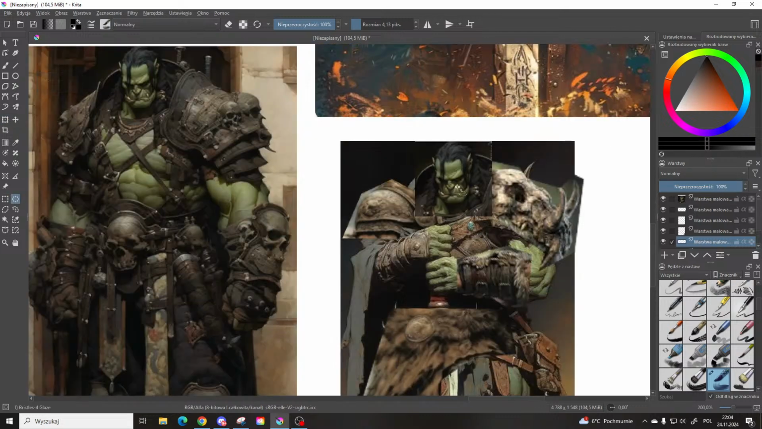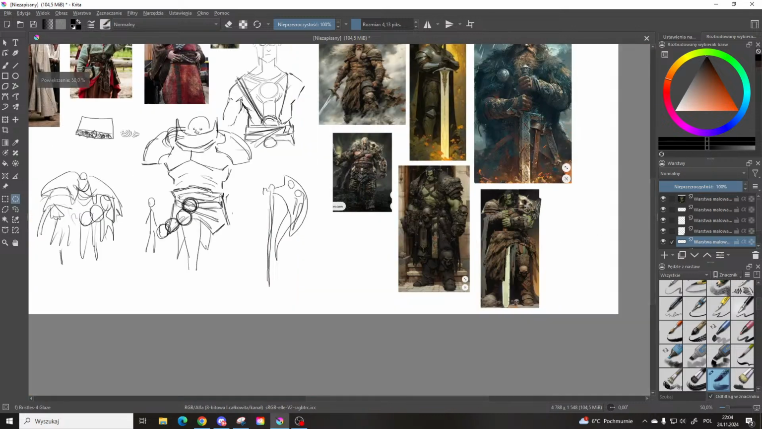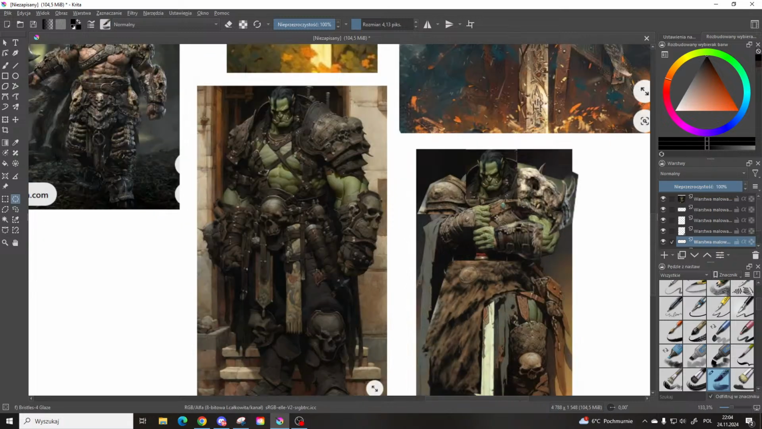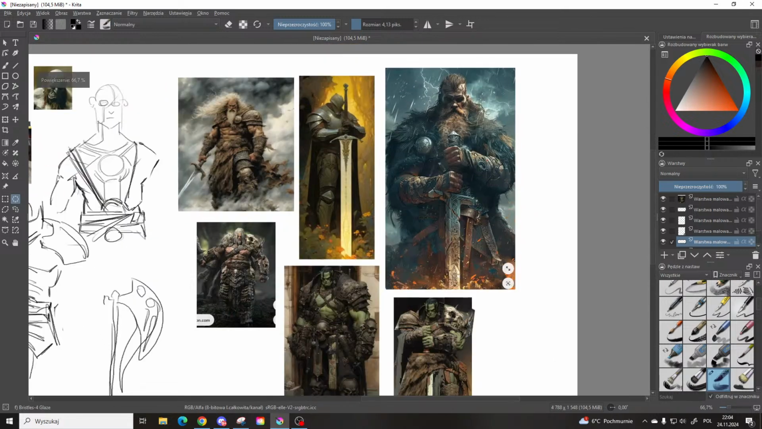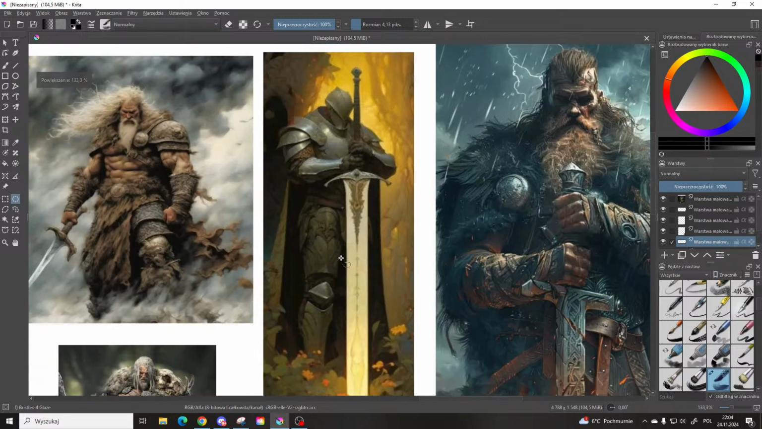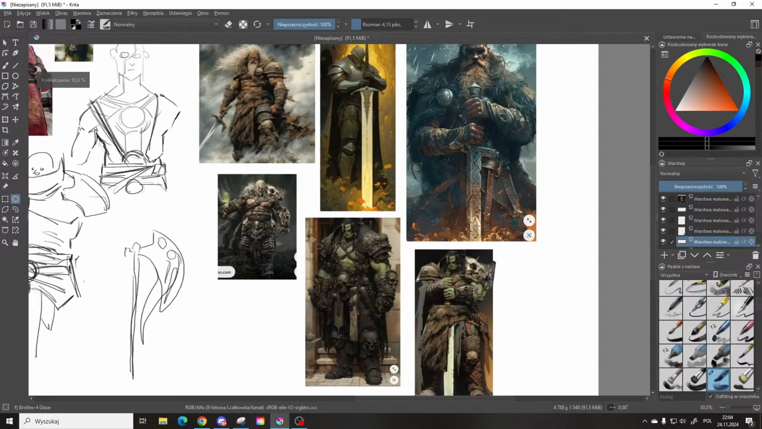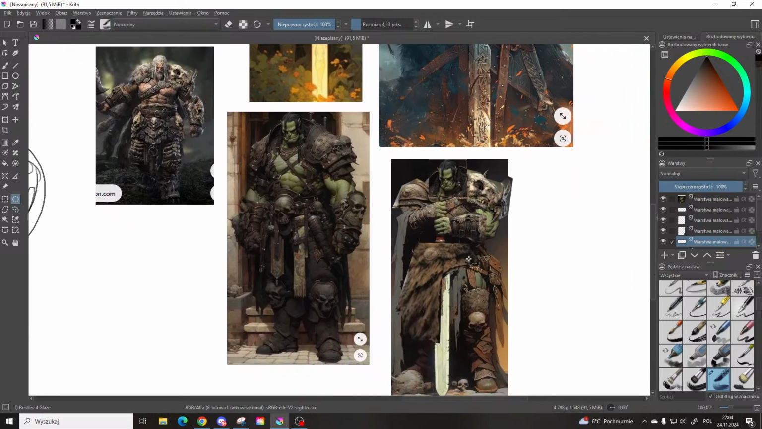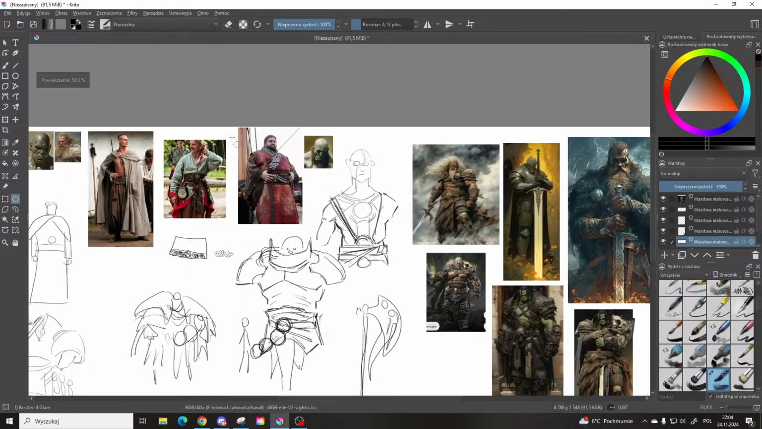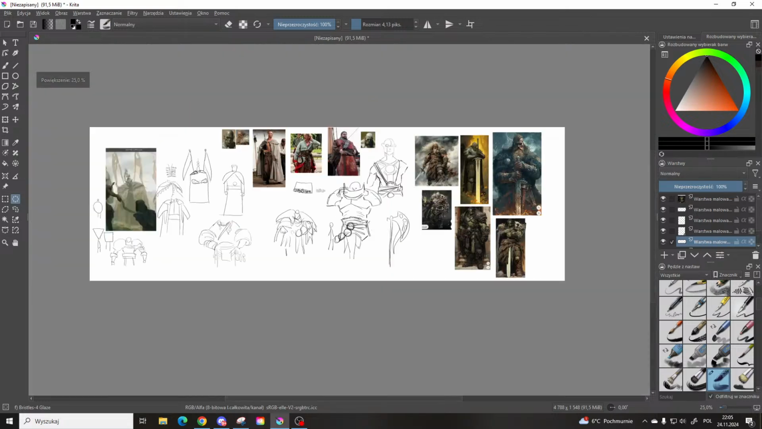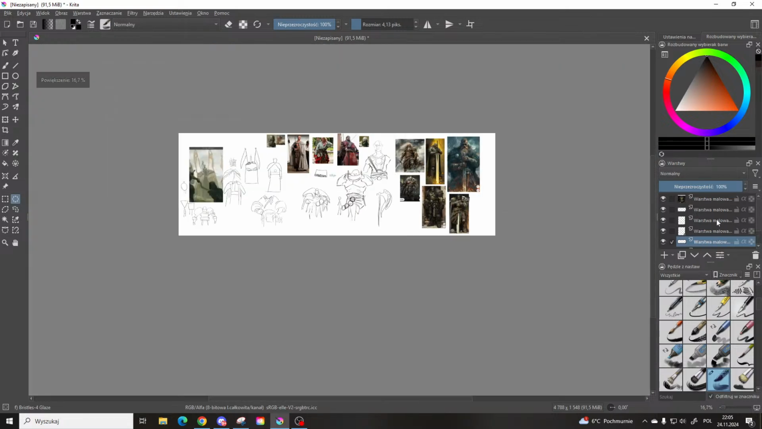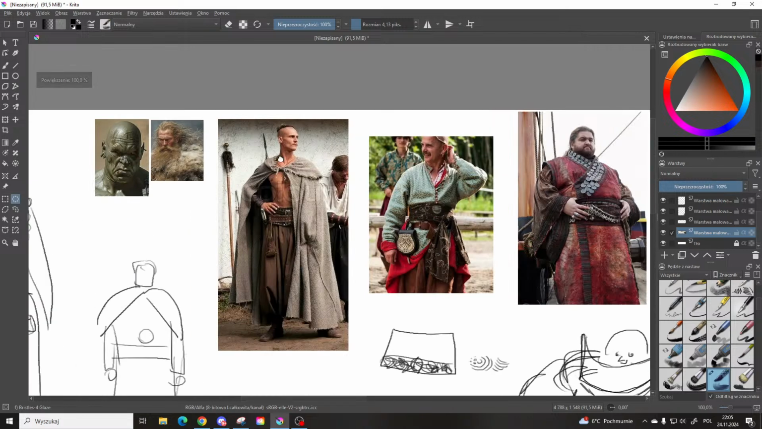So I feel like this pose for the head makes more sense than just looking straight. I like the pose of his arms here. I'm not sure if I want something from this guy, and this guy is outdated as a reference right now. So we kind of have this, and let's think about how to make it fit more into this world of Cossacks.